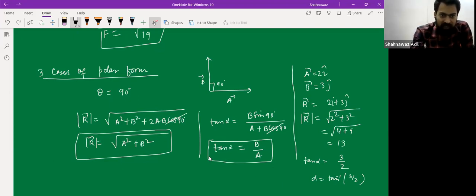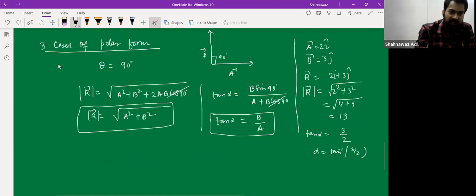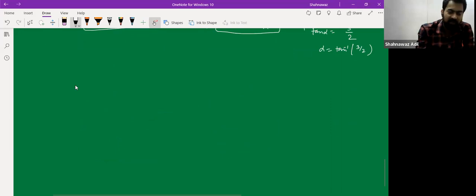Okay, and this was the first case. The second case would be what? Let's say the vectors are at the same angle, right? So this is the A vector and this is the B vector. So theta is 0 degrees. So then your magnitude would be what?